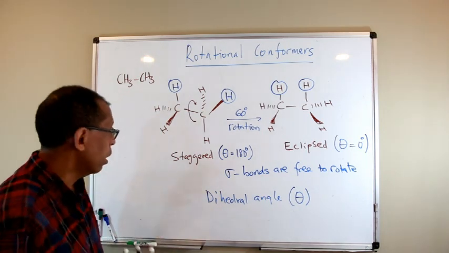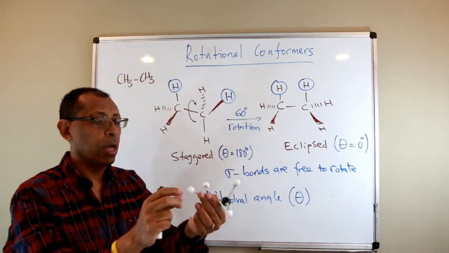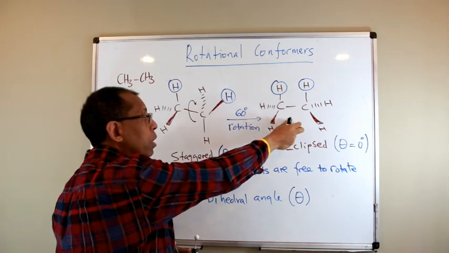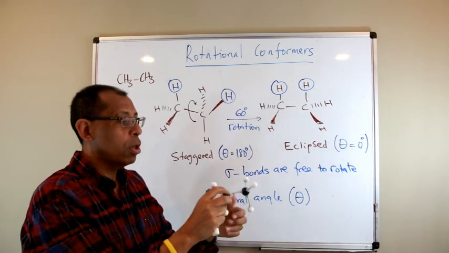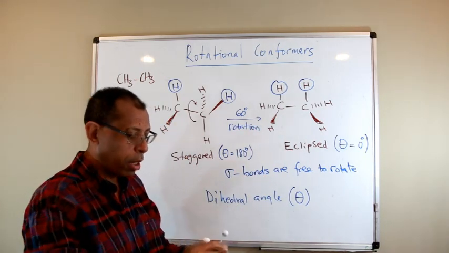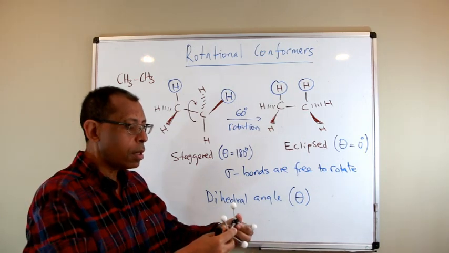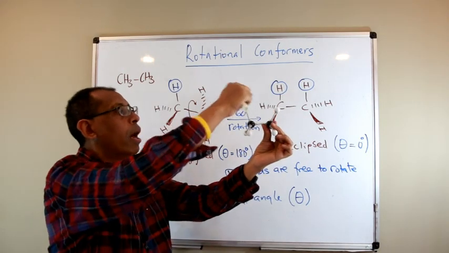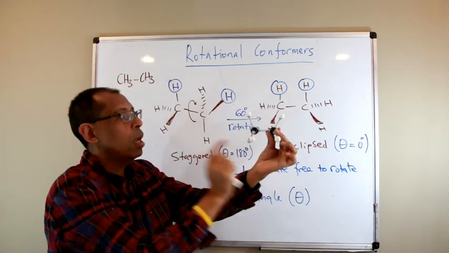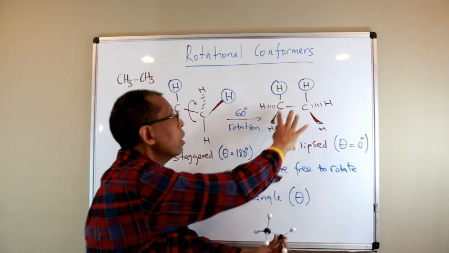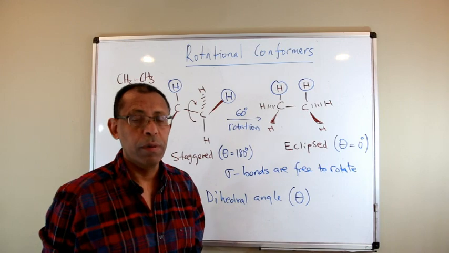Such conformers are called staggered, meaning that they are not facing one another. For example, in this conformer, this hydrogen and that hydrogen are facing each other. If you look at the model here, where you have the two conformers, this hydrogen and that hydrogen, this hydrogen and that hydrogen, and this hydrogen and that hydrogen are totally facing each other. That is called an eclipsed conformer.